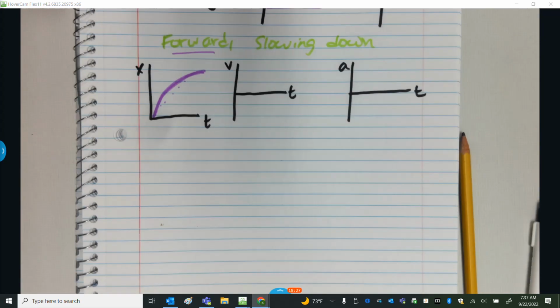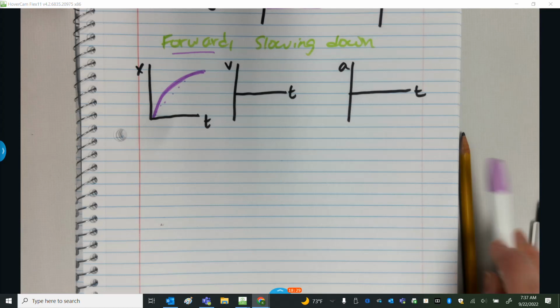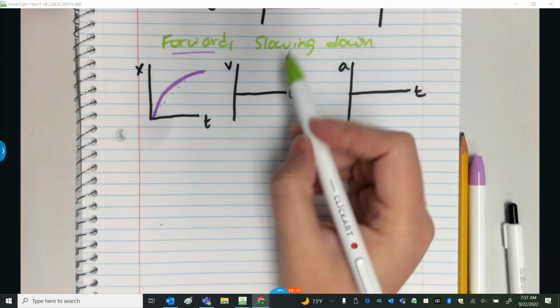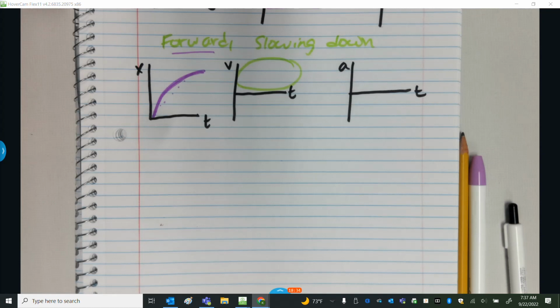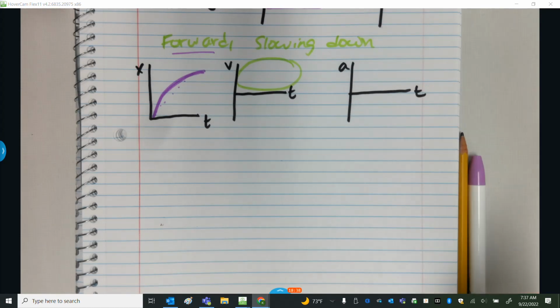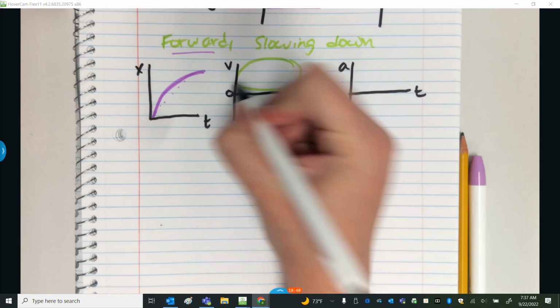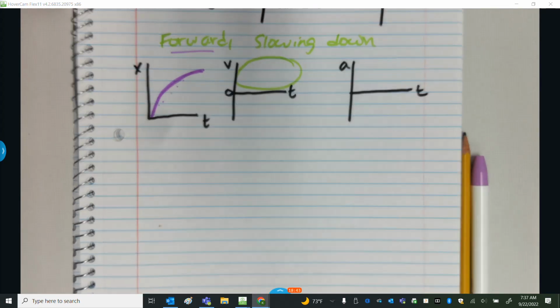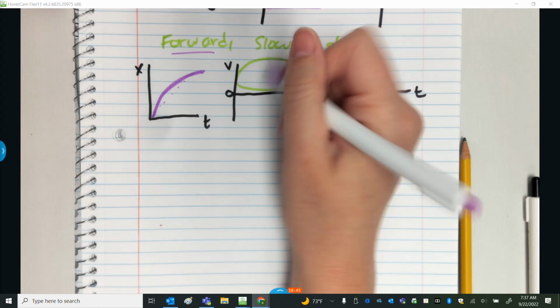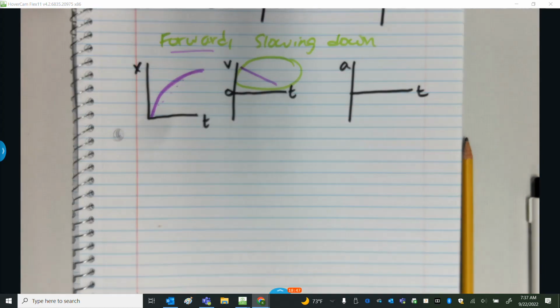All right, VT. Forward, slowing down on a VT graph. Again, forward is up here, so my line is going to be in the positive region of this graph. But if I want to slow down, I need to move toward 0. 0 is the x-axis. So I'm going to have something like this, forward slowing down.